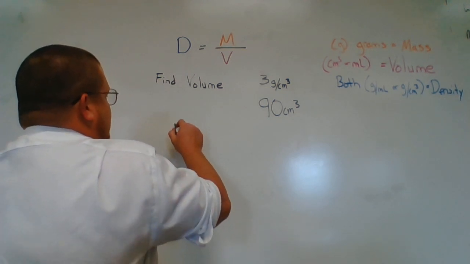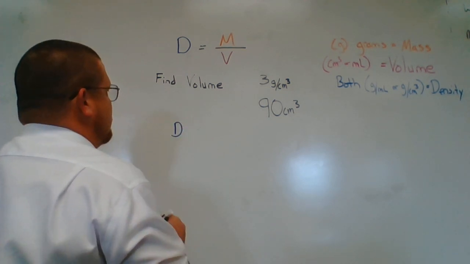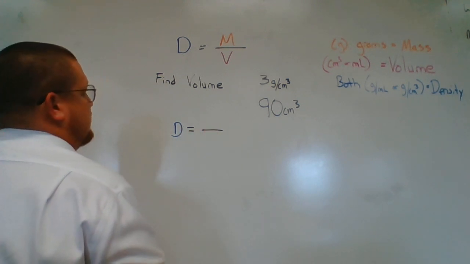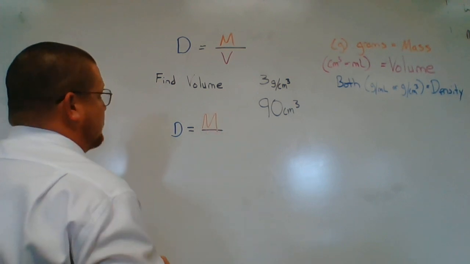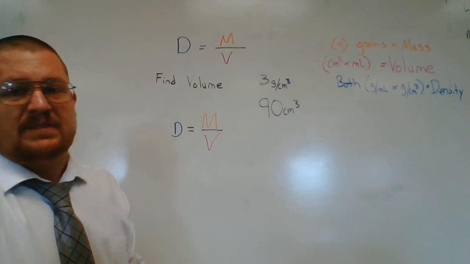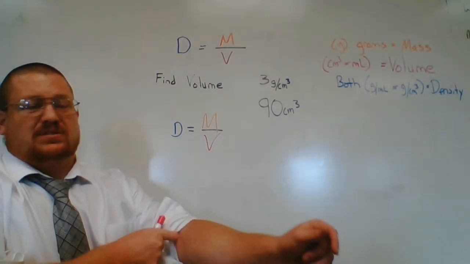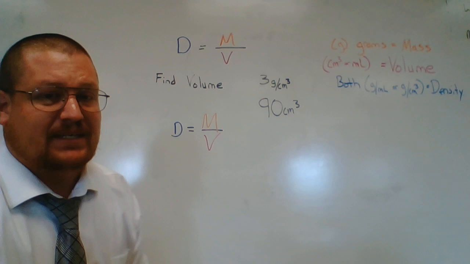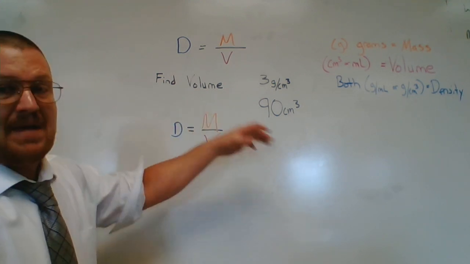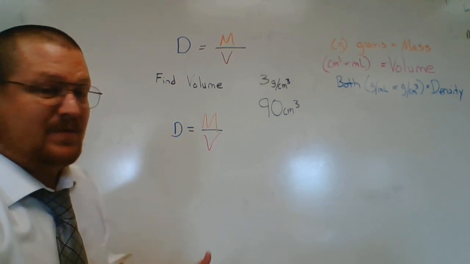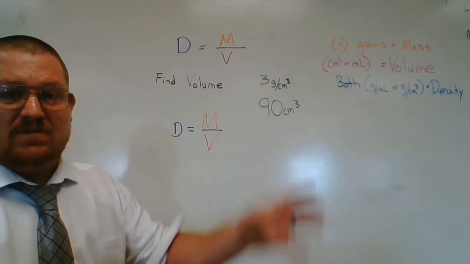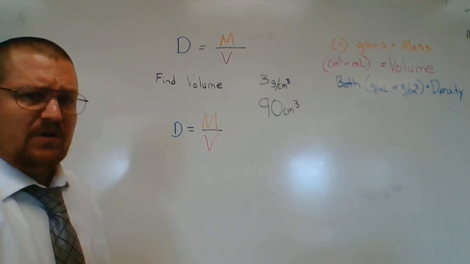So we got density, a little equal sign right here, and then we got mass divided by volume. The most common mistake that I see when I'm grading papers, when I'm working with students, or when we're working things out on the board together is that they want to move this M away. You want to move the mass because we want the volume to be by itself. Well, there's a problem with that. You can't move the mass away. That gives us some problems mathematically.